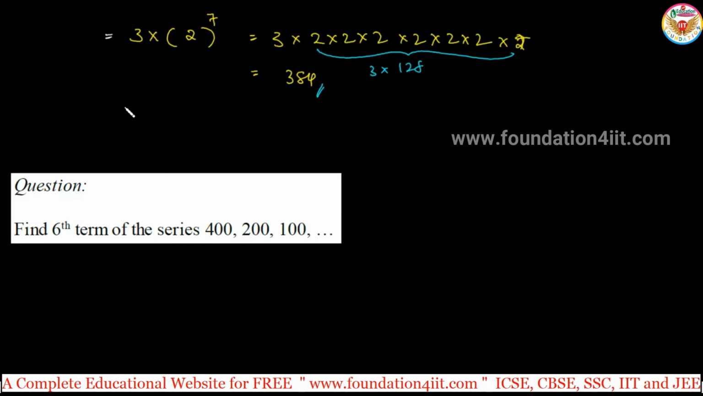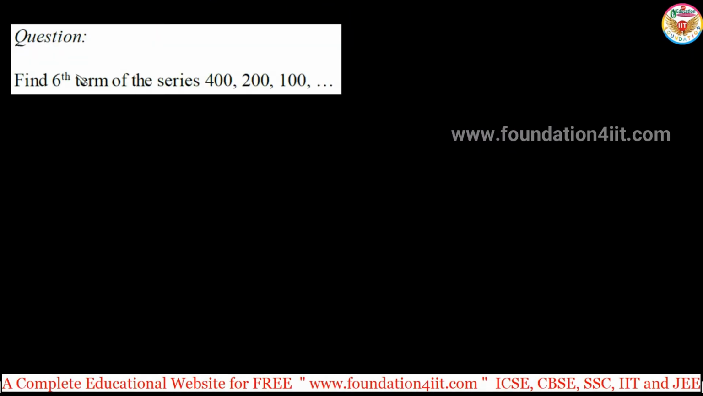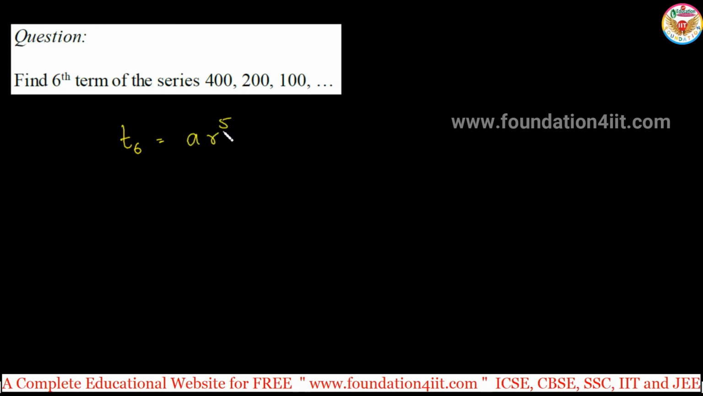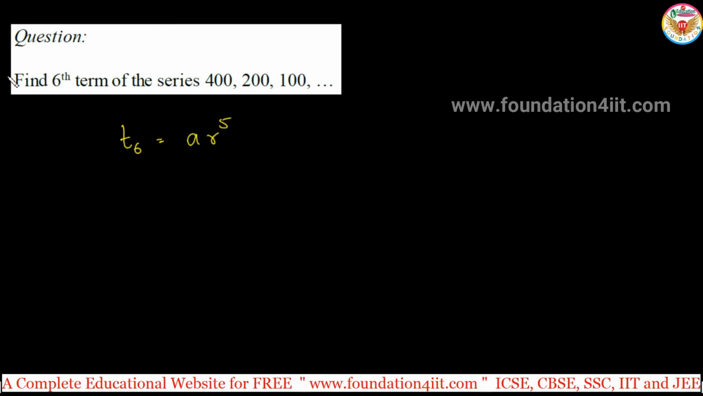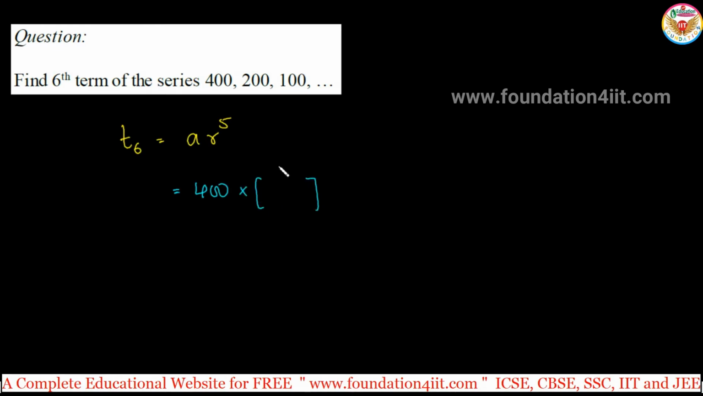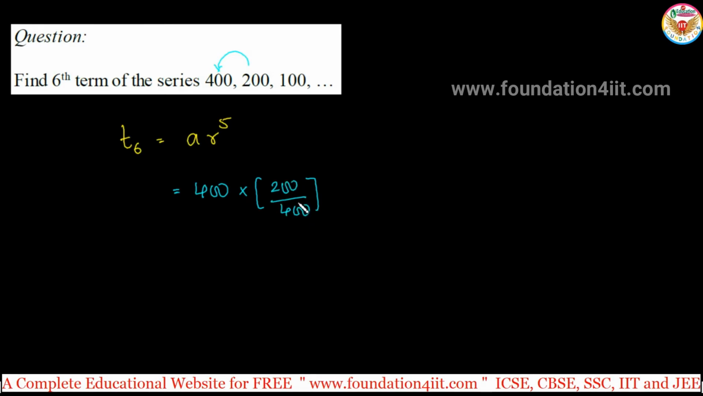See one more question also. This is the problem: find the sixth term of the series. Directly you can remember, the sixth term is just A into R power 5. Whatever the number, one less will come. Just directly you can write: Tn is equal to A into R power n minus 1. So T6, the sixth term, is A into R power 5. A is the first term in this, that is 400, into R, the second number divided by the first one, that is 200 by 400. Always any term divided by previous term is the ratio, to the power 5.